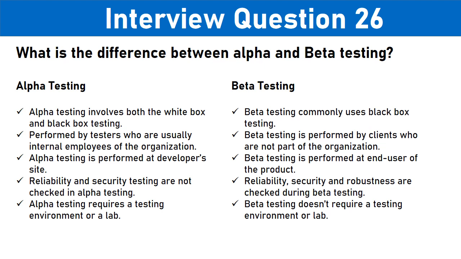Now beta testing. Beta testing commonly uses black box testing. Beta testing is performed by clients who are not part of the organization. Beta testing is performed at the end user's site of the product. Reliability, security and robustness are checked during beta testing. Beta testing doesn't require a testing environment or lab.